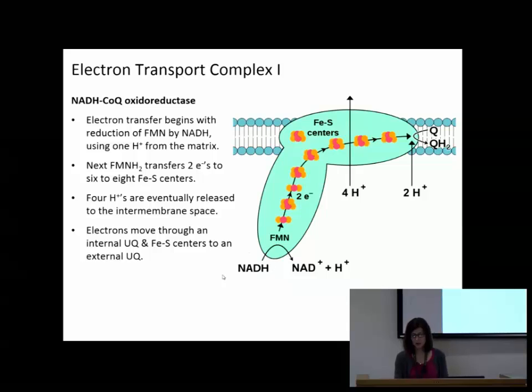Okay, so we know that we're going to take the reduced coenzymes from the citric acid cycle and glycolysis. We're going to take that reduced coenzyme and pass the electrons to our enzyme-bound FMN. We're going to take a look at FMN in the next slide. But then it's going to pass it on to these yellow and pink things called iron sulfur centers. We're going to take a look at those too.